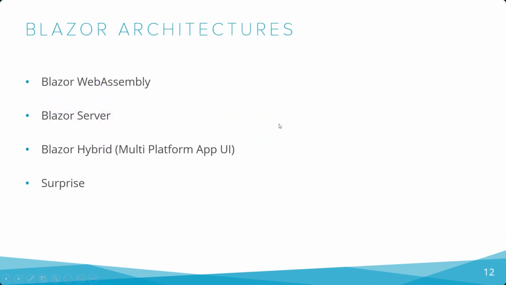Now let's talk about different Blazor architecture types. There are different architectures that you can use to build your Blazor app. Let's explore them and see which one you should use when. Let's start with Blazor WebAssembly. Then we will look into Blazor Server type. Then we have Blazor Hybrid, which can be used for developing multi-platform native application UIs. And then recently, Microsoft announced a new type that supersedes everyone.